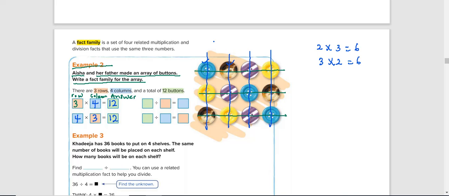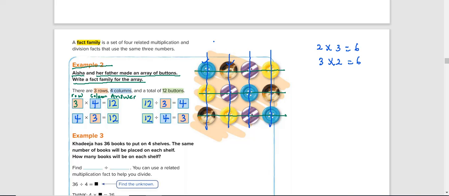So now let's go to division. Here is going to be the answer. We got 12 divided by the row, which is 3. 12 divided by 3 will now give you the result of the column, 4. Or the answer 12 divided by the column 4. In this case, 12 divided by 4 will give you the answer of the row, which is 3.